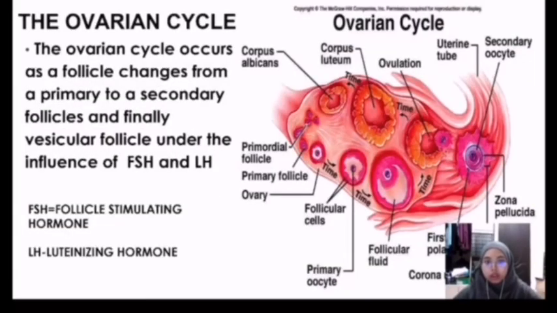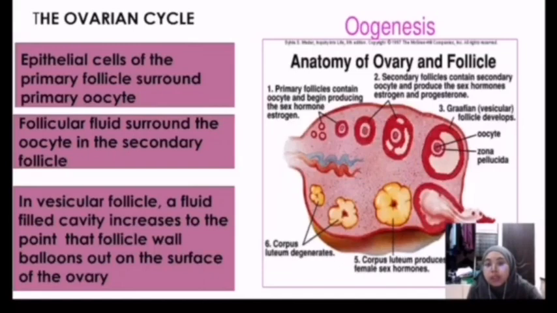The cycle occurs as a follicle changes from a primary to a secondary follicle, and finally a vesicular follicle, under the influence of FSH, which is follicle stimulating hormone, and LH, luteinizing hormone. So for the ovarian cycle, the epithelial cell of the primary follicle surrounds the primary oocyte. So this is the first primary follicle containing the oocyte and beginning to produce the sex hormone estrogen.